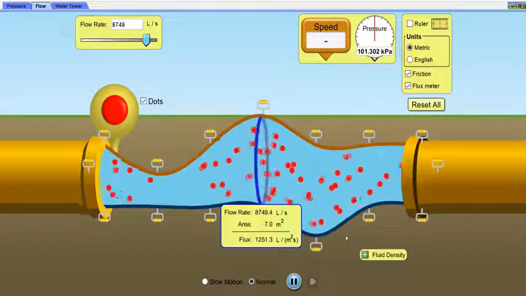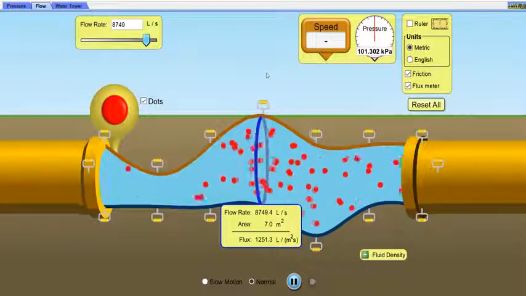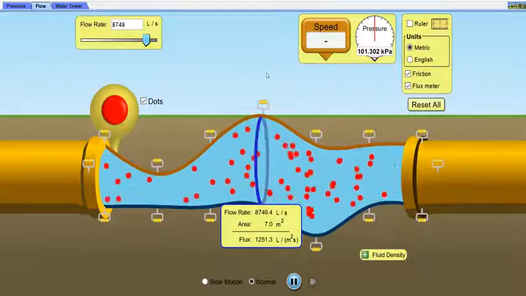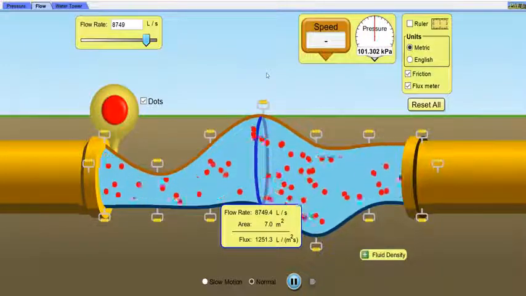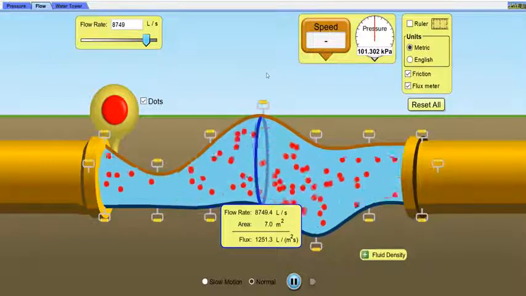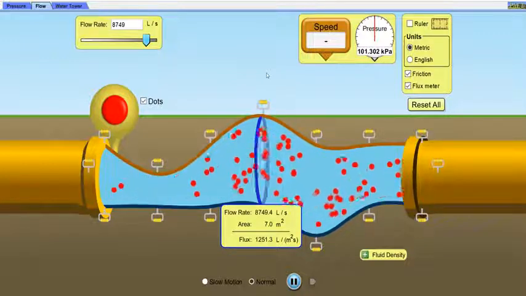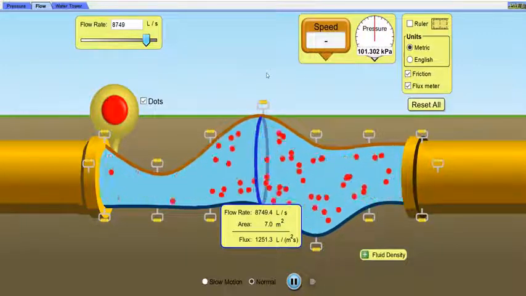So I hope you got all these concepts of continuity, and how it affects the motion of the particles of fluid when we change the cross section, and what is its effect on its velocity and on its pressure. We also observed the motion of the particles in the presence and in the absence of friction.